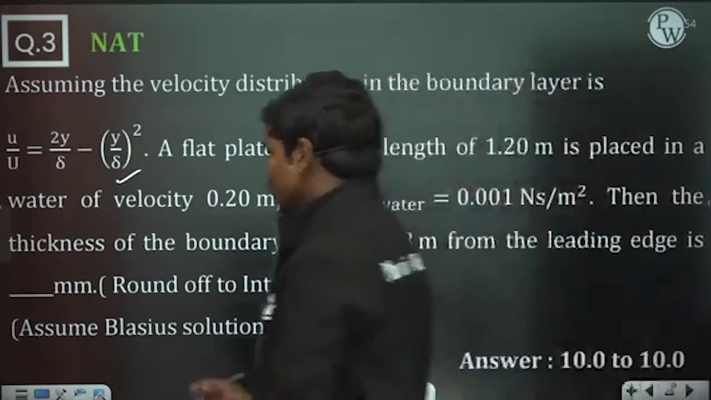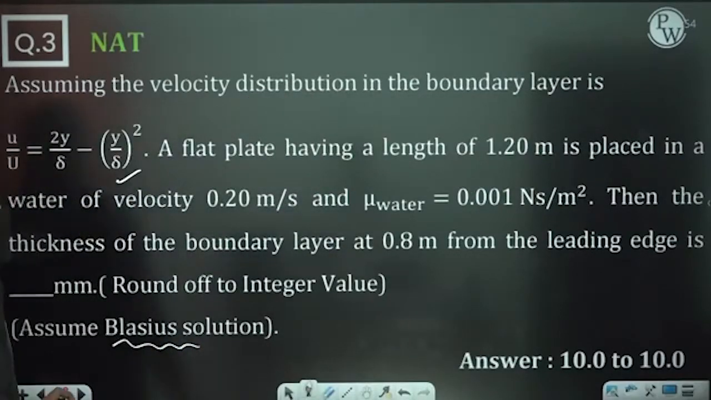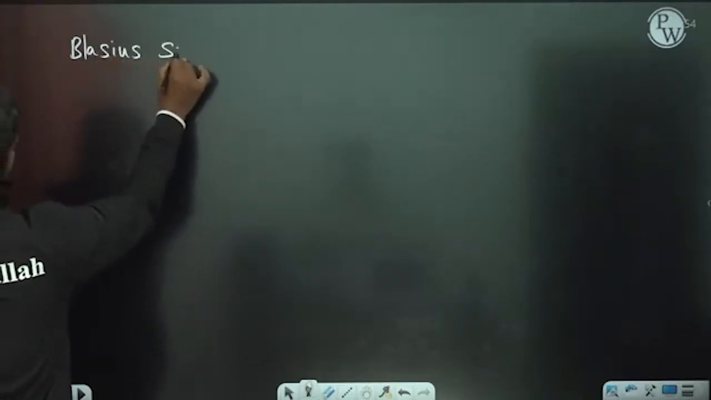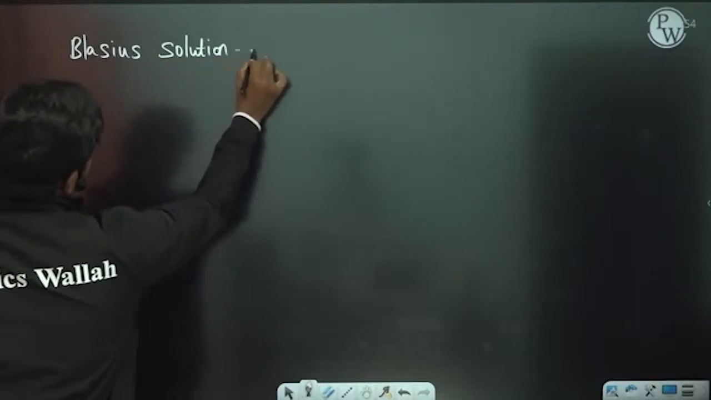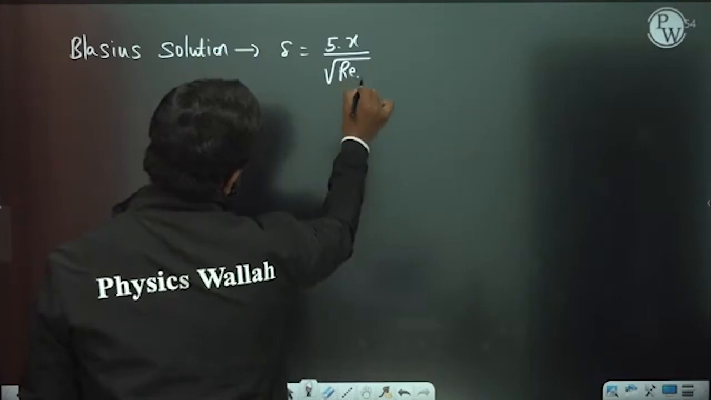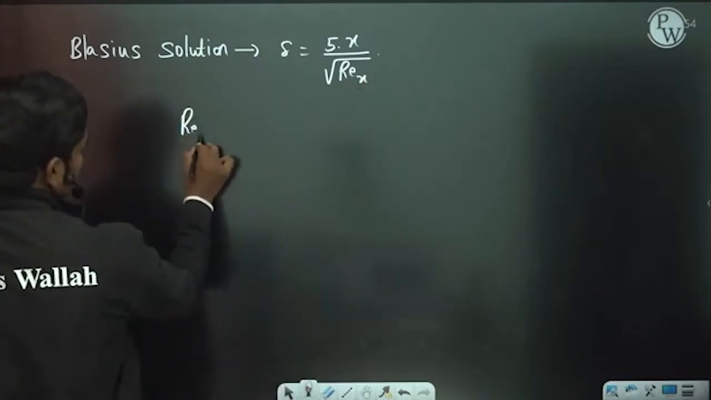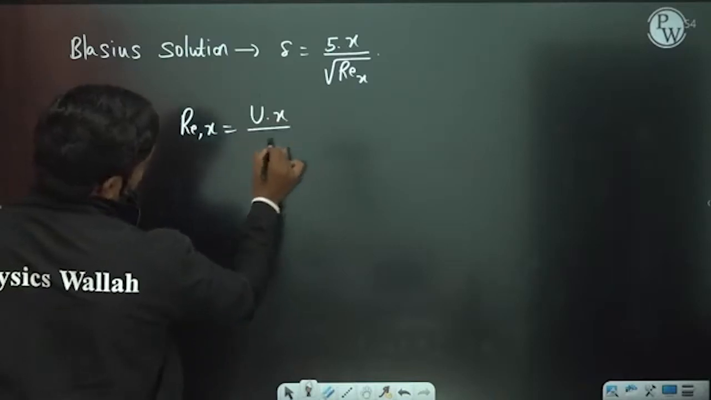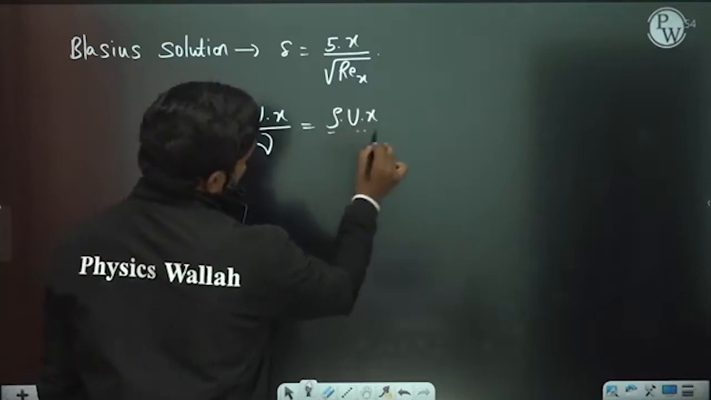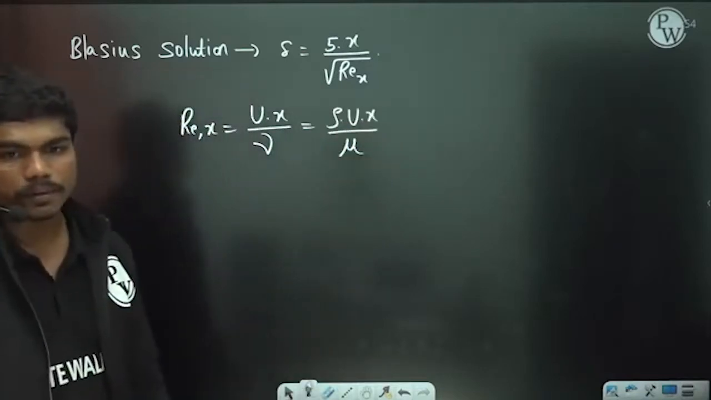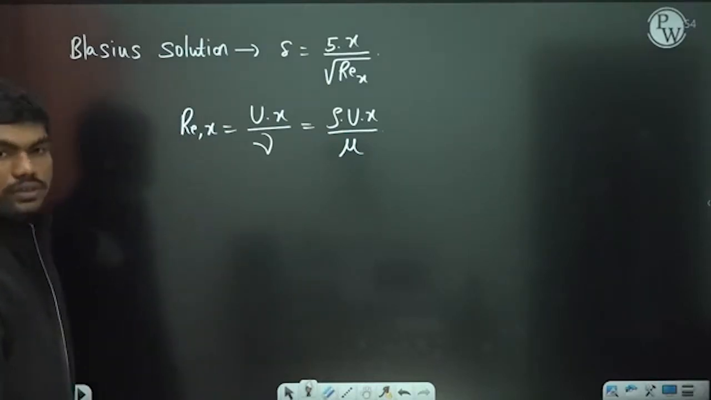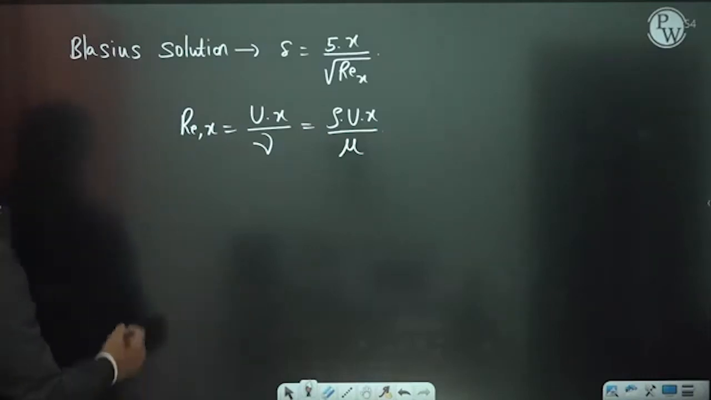Assume the Blasius solution. You know what the Blasius solution is? Basically, if you solve this equation, the Blasius solution is given by delta = 5x/sqrt(Re_x). How do we calculate the Reynolds number at x? It is Ux/nu, which can be written as rho U x/mu. Clear? So if you simplify, Re_x = Ux/nu.